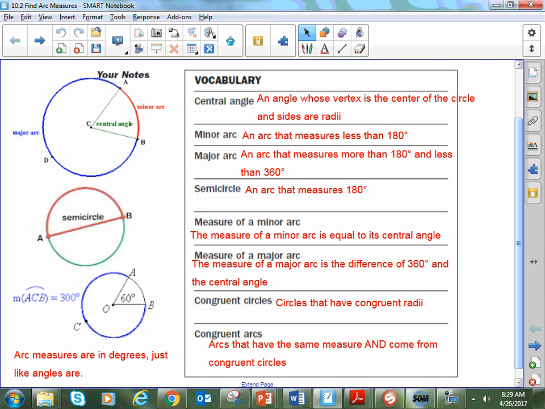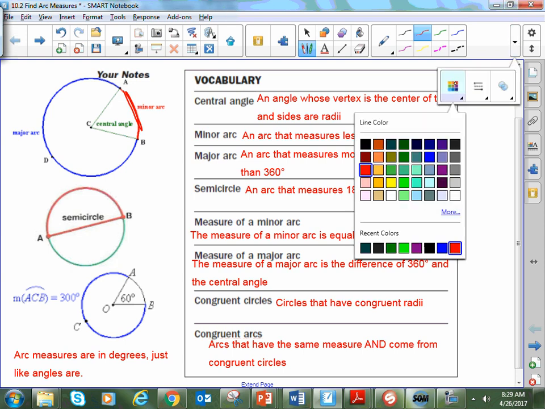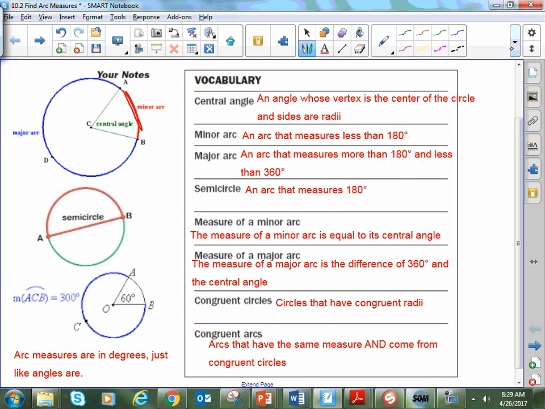Now, one of the things that we're going to be looking at here are measurements of an arc. Now, an arc of a circle, which is kind of like what we're looking at here, this red on top of red doesn't really show up too well. Let's pick a darker color. What we're looking at here, we have this arc AB.